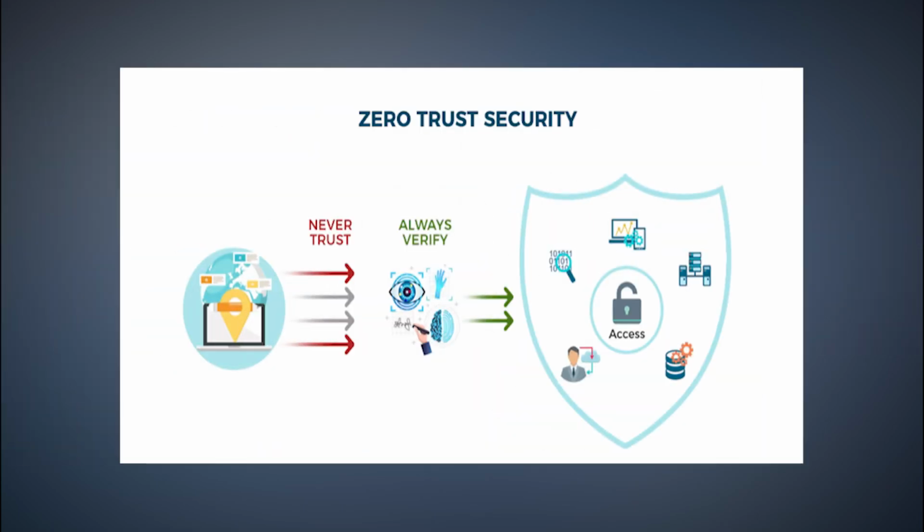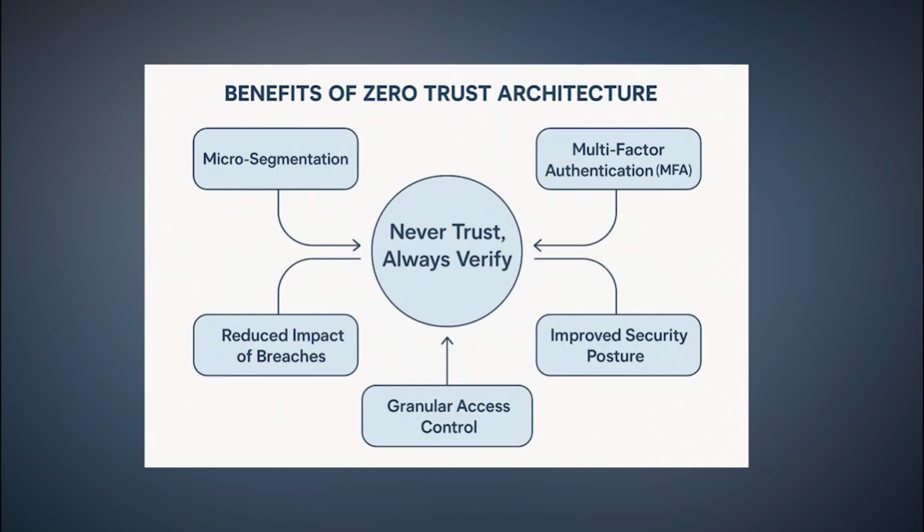Now let's start with zero trust architecture. Zero trust architecture is a modern security approach that follows the principle of never trust, always verify. This means that no user or device or system is trusted automatically, even if it's inside the organization's network. Every access request must be checked and verified, no matter where it comes from.